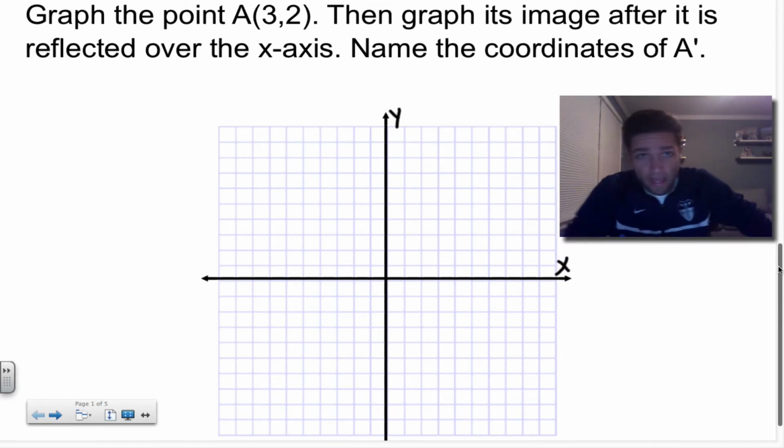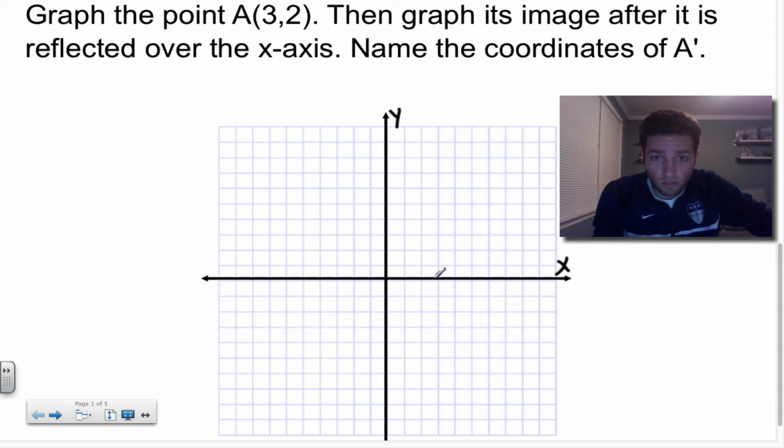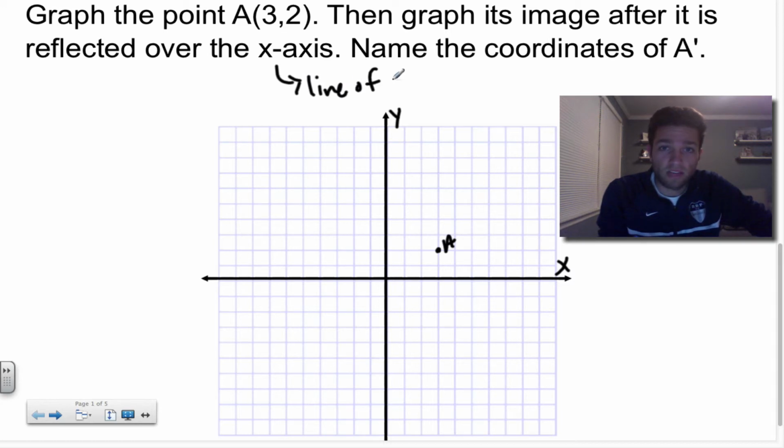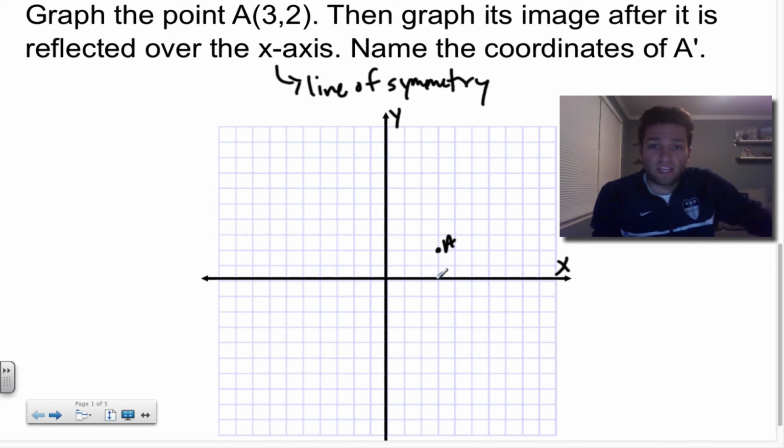So here's an example. Graph the point A, which is located at (3, 2). So 1, 2, 3, 1, 2. Here is point A. And then graph its image after it is reflected over the x-axis. So in this example, our x-axis is going to be our line of reflection. So that means that A and its image, A prime, need to be the same distance from that line.